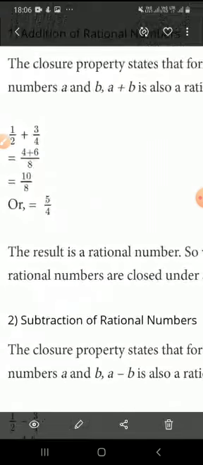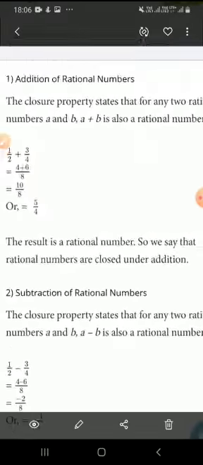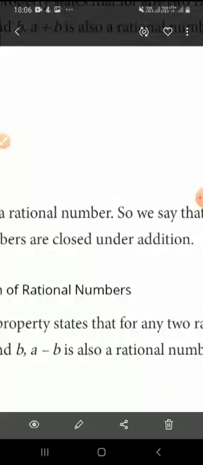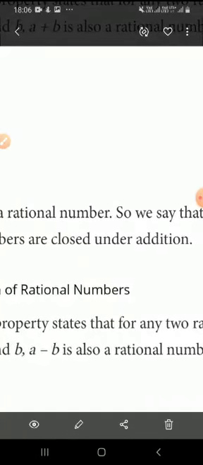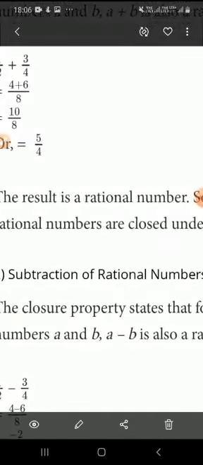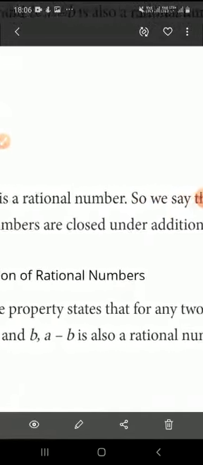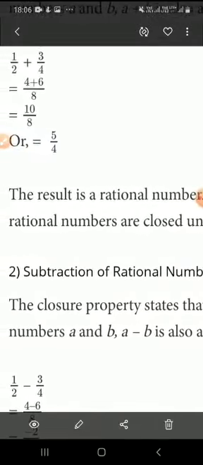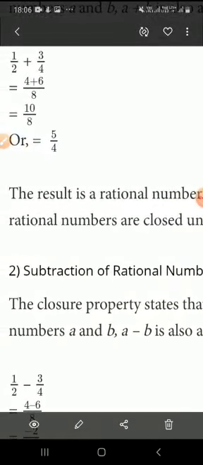So we have added 2 rational numbers, 1 upon 2 and 3 upon 4. On adding this, we are getting another rational number, that is 5 upon 4. So this means rational numbers are closed under addition. If you add 2 rational numbers, the answer also will be a rational number. This is the closure property for addition. And we say it like this, that rational numbers are closed under addition.